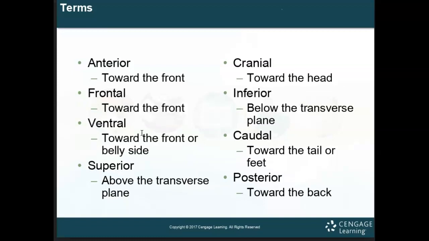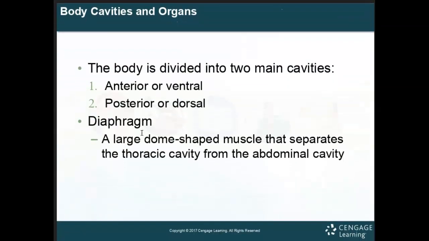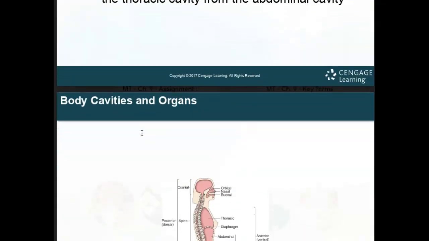Terms again: anterior toward the front, frontal toward the front, ventral toward the front or belly side, superior above the transverse plane, cranial toward the head, inferior below the transverse plane, caudal toward the tail or feet, posterior toward the back. Body cavities and organs again. The body is divided into two main cavities, anterior or ventral, posterior or dorsal. The diaphragm is a large dome-shaped muscle that separates the thoracic cavity from the abdominal cavity and aids in respiration.